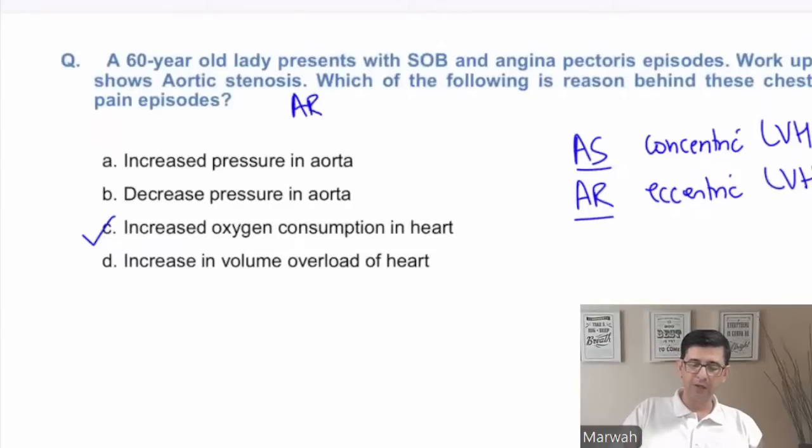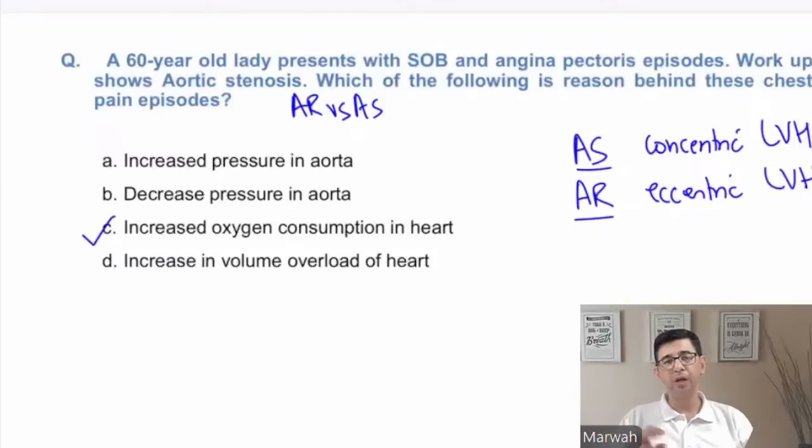In both AS and AR, there is going to be presence of angina episodes, but the main reason would be that in AS, it is increased oxygen consumption, and in this is aortic regurgitation, guys. This is what I'm trying to say.